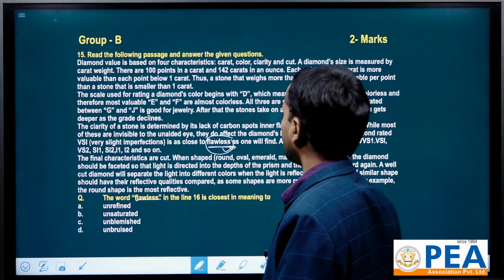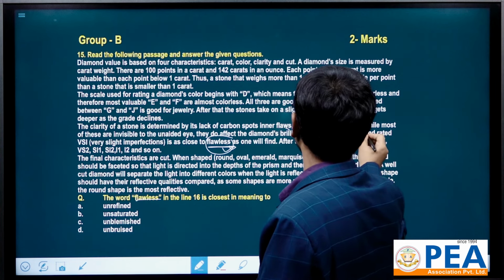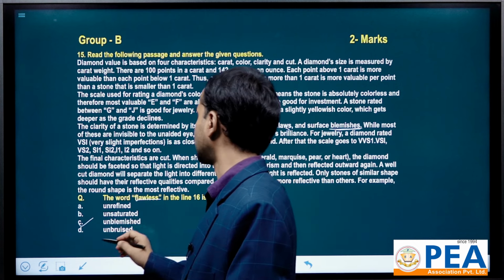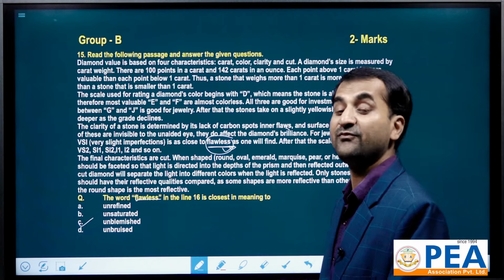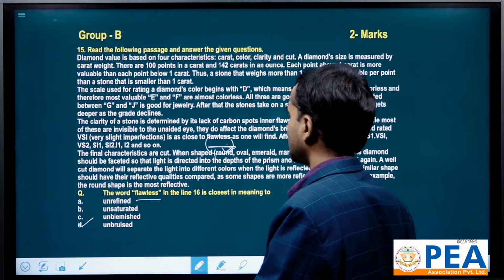Here flawless means what? Flawless means we are talking about blemishes. It should be free from blemishes, so it should be unblemished. The word flawless means free from mistake, not free of mistake. Free from mistake. Now we go with the last one.